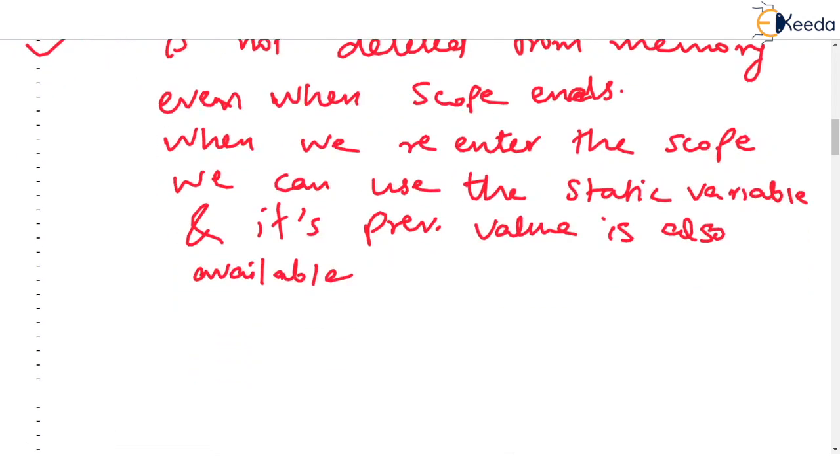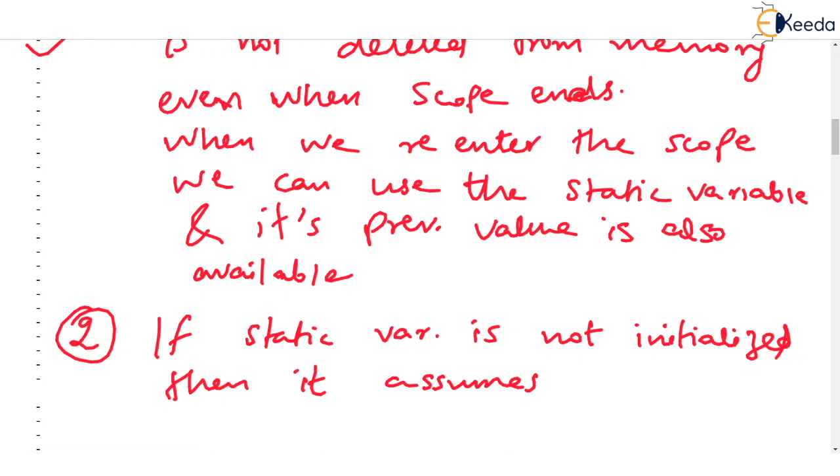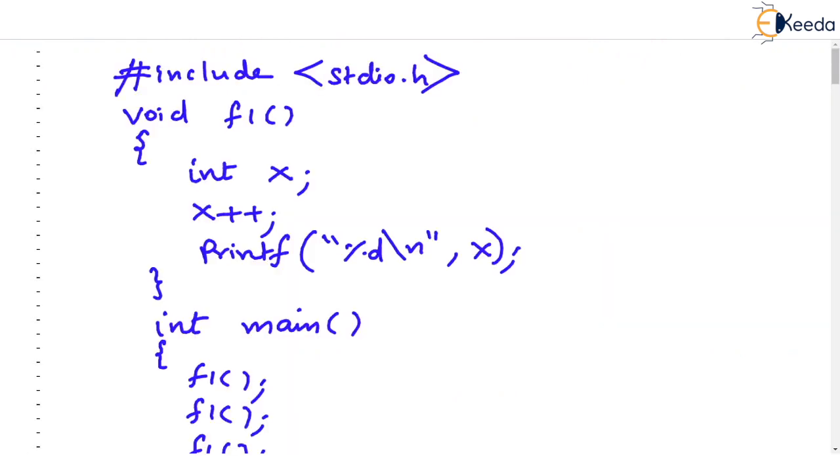The second very interesting point we saw about static storage class is, if a static variable is not initialized, then it assumes a default value 0. Nice. Now come again, let's have some more discussion about static variable before we go to the actual IDE where we will type these programs and give hands on that.